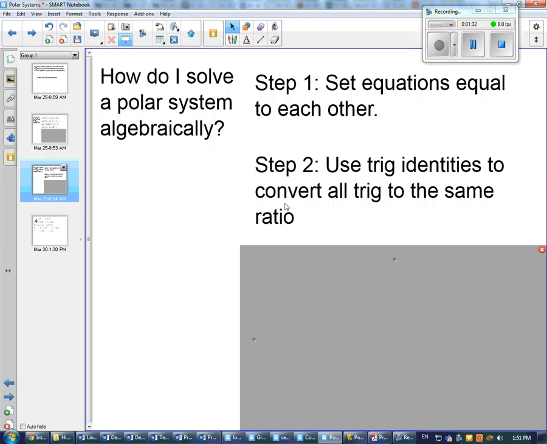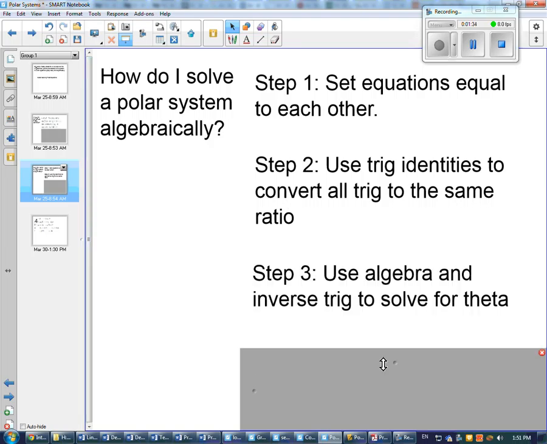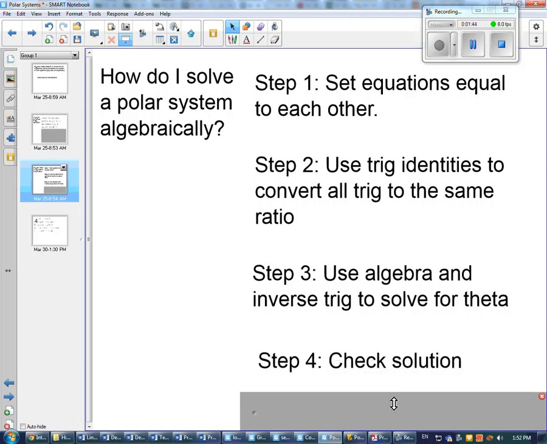After everything is in the same trig ratio, you're going to use your algebra and inverse trig to solve for theta. And then your last step is always to check your solution. So I'm going to show you a couple of these on the next slide.